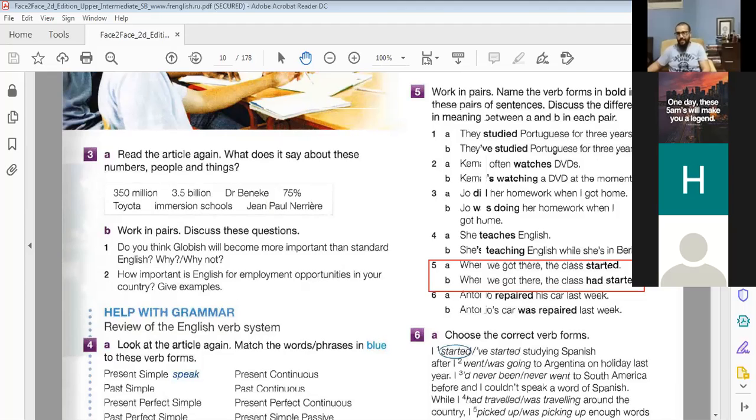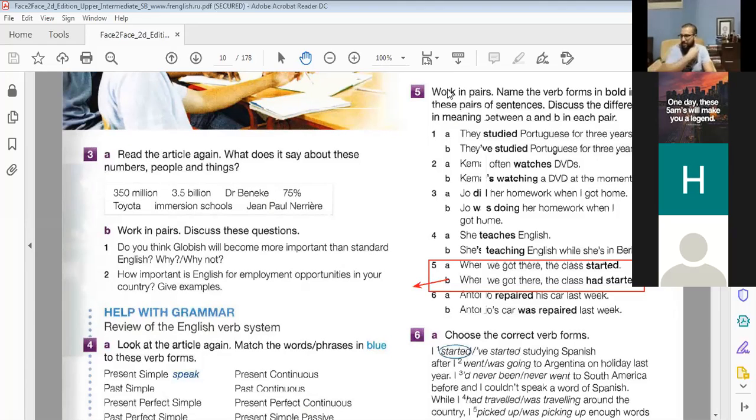No, the last one is, you know, the action had started. The class had started before we got there. There are two actions here. The class had started before we reached the center or the school. This is about B. Yeah, that's correct. And the first one, A? When we got there, the class started. By the time we reached, the class started.